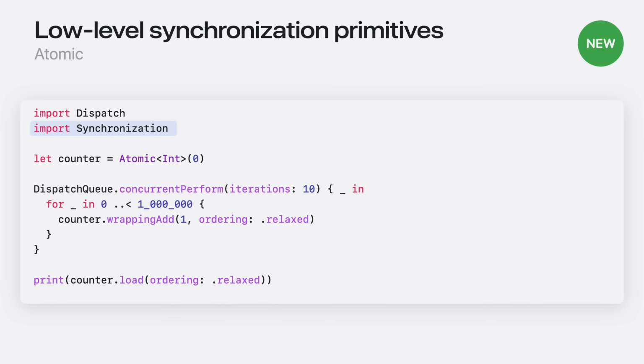In addition to the high-level model of synchronization provided by actors, Swift 6 includes some new low-level primitives. The synchronization module introduces atomics. They are generic over any type that provides an efficient lock-free implementation on the platform. Atomic values should always be stored in let properties for safe concurrent access. All operations on atomics are explicit, with memory ordering arguments similar to the C and C++ memory model.